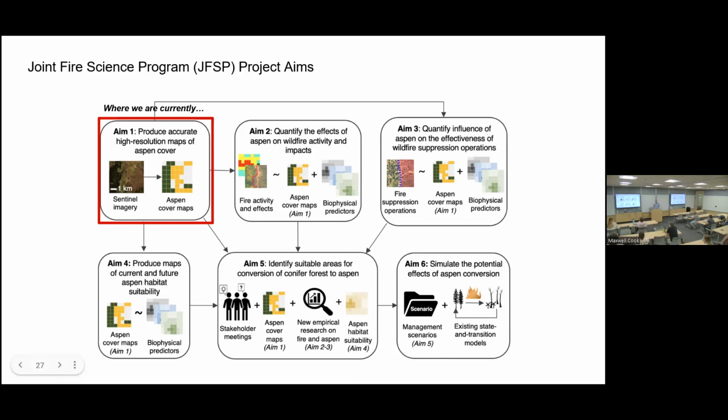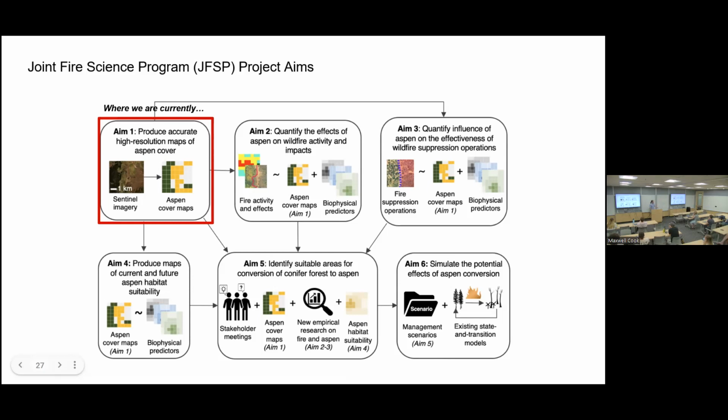Using these high resolution aspen maps and how they're distributed across the landscape, and the configuration of stands in historic fires, we're going to attempt to recreate how the presence of aspen may have influenced fire behavior. We're also interested in quantifying influences on the effectiveness of wildfire suppression operations. So, for example, were fire lines more successful in areas that were abundant with aspen?